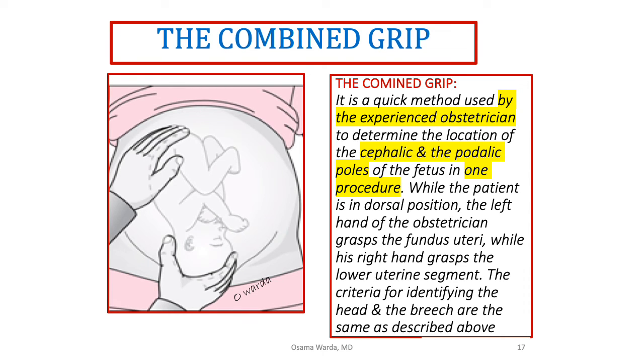The combined grip is a quick method used by the experienced obstetrician to determine the location of the cephalic and podalic poles of the fetus in one procedure. While the patient is in dorsal position, the left hand of the obstetrician grasps the fundus uteri, while the right hand grasps the lower uterine segment. The criteria for identifying the head and breech are the same as described before to identify the head and differentiate it from the breech.